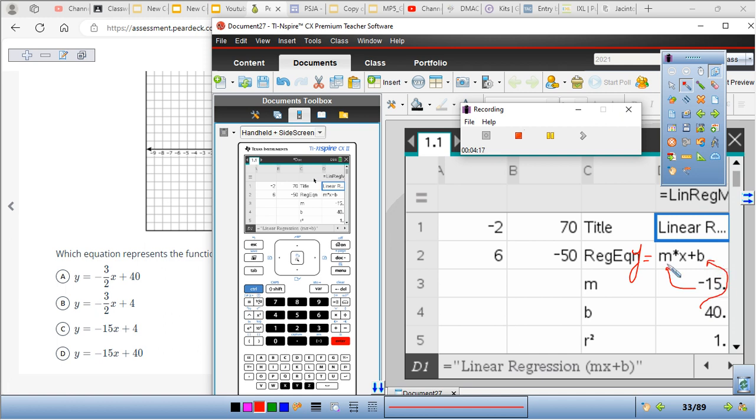So just look at the number by the x. So these are my x's, right? These are my x's. So what's the number by the x? -15. So these two are cool. These are out. Now look at the b. The b is by itself. You see plus b plus 40. Plus 40 here. Out.